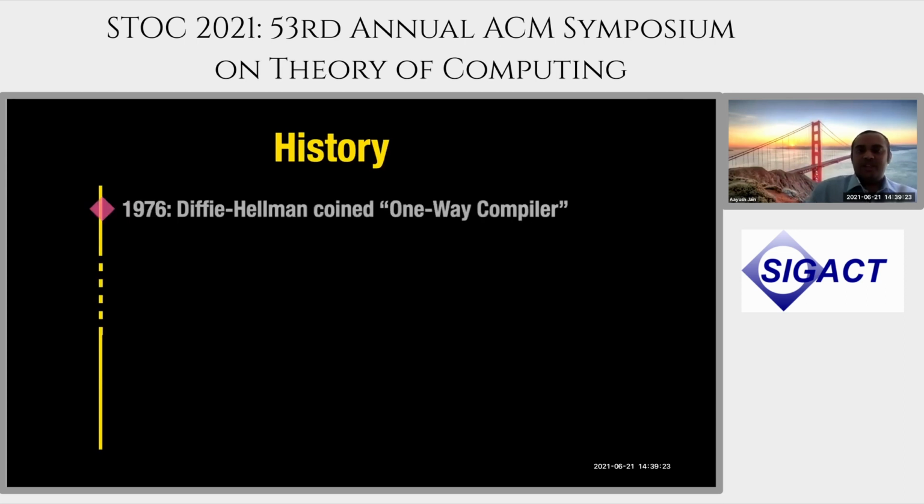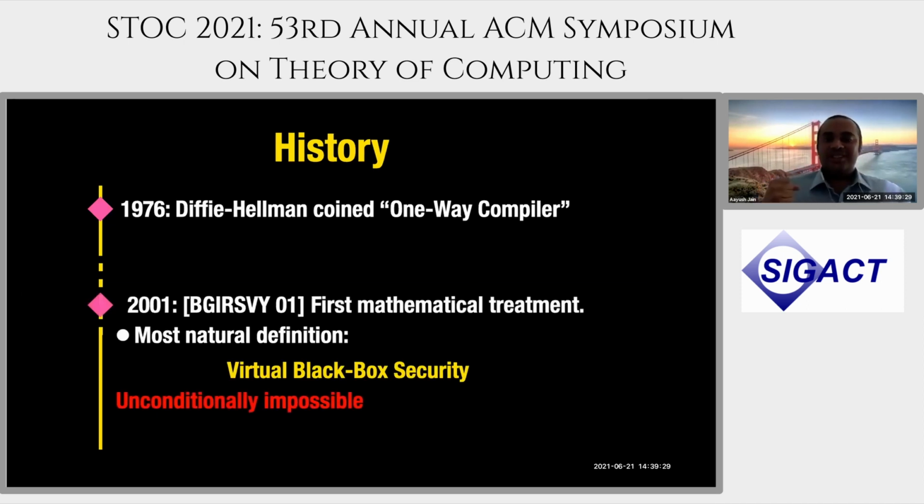As I was saying, for the first time, it was coined in 1976 as a problem. But then for the next 25 years or so, there was a period of silence. Then in 2001, there was this work of Barak et al., which gave the first mathematical treatment to this question. And they had two really invaluable contributions. Their first contribution was that they looked at this extremely natural definition, which was the de facto notion of security, called virtual black box security. Now, I'm not going to define what this really means, but that's what they were studying. This was the standard notion of security. Unfortunately, they proved that it is impossible to build an obfuscation scheme satisfying that virtual black box notion of security.